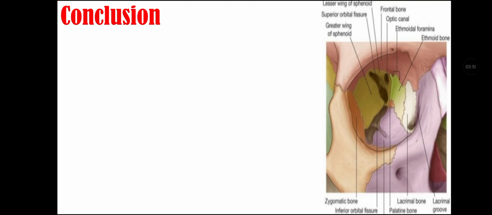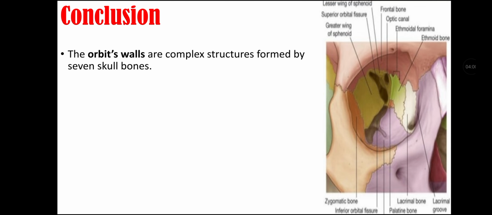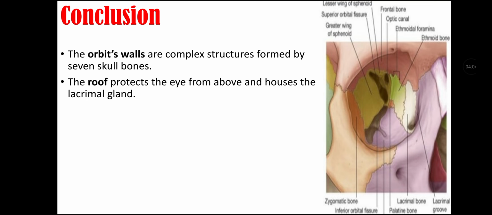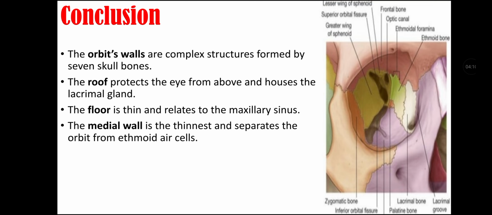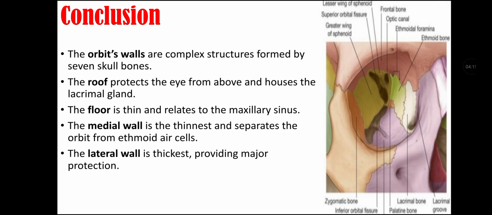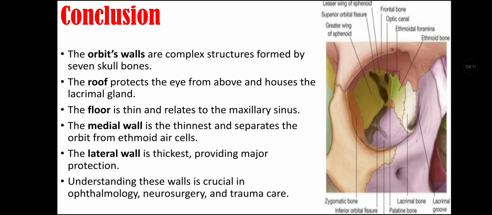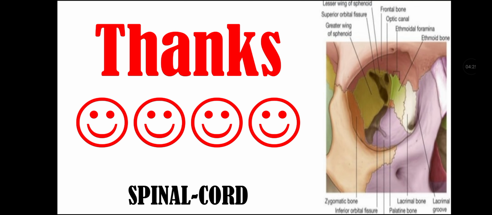Conclusion of this lecture video. Orbital walls are complex structures that are formed by seven skull bones. The roof protects the eye from above and houses the lacrimal gland. Floor is thin and related to the maxillary sinus. Medial wall is the thinnest and separates the orbit from ethmoidal air cells. And the lateral wall is thickest, providing major protection. Understanding these walls is crucial in ophthalmology, neurosurgery, and trauma care. And this was all about walls of the orbit.